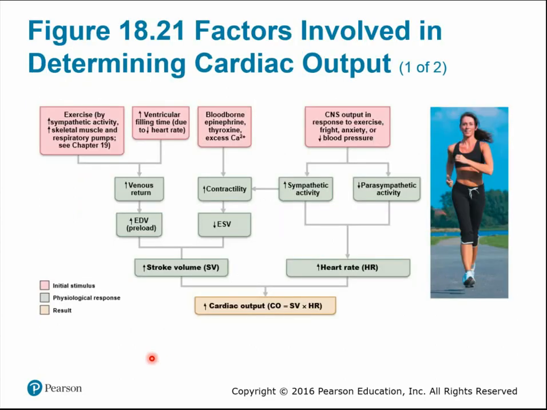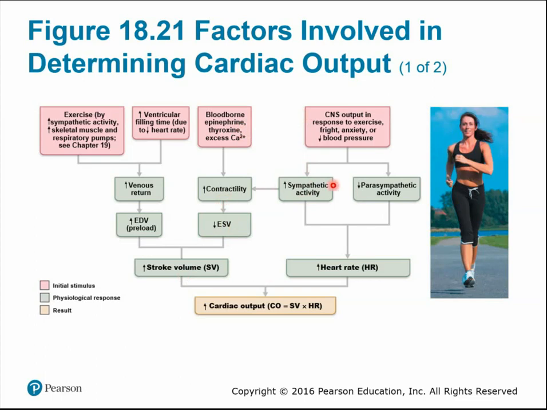So I was showing a few factors that affect cardiac output. So sympathetic activity and ventricular filling time are all going to lead to an increase in our end diastolic volume, so our preload or our ventricular filling. So epinephrine, thyroxine, these are going to increase our contractility, or the strength and force of contraction. So we pump more blood out of the heart, which is going to decrease our end systolic volume, which in turn would increase the stroke volume. In the nervous system, that sympathetic activity is going to release that epinephrine.